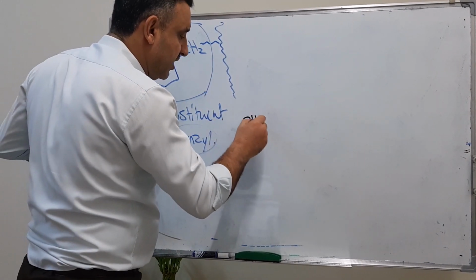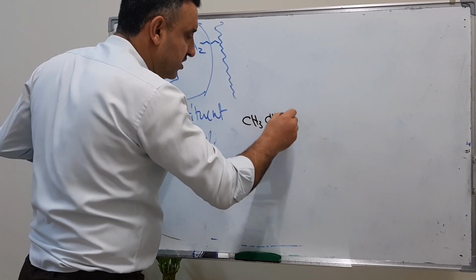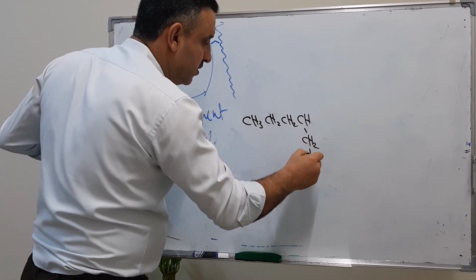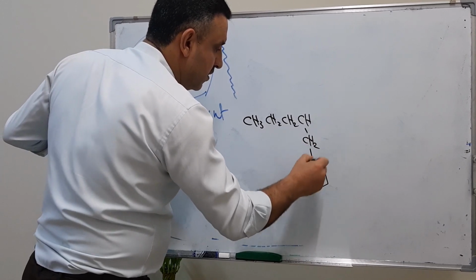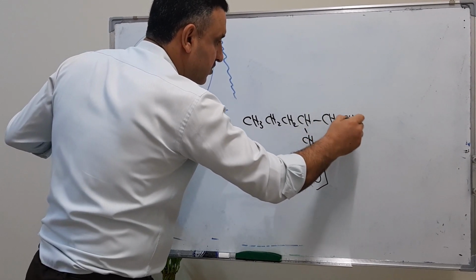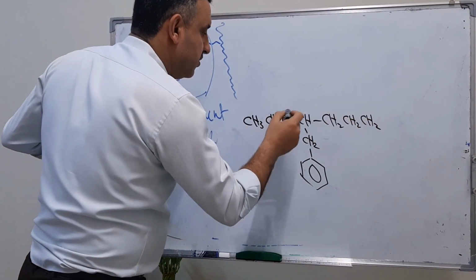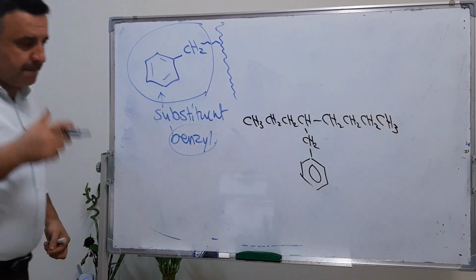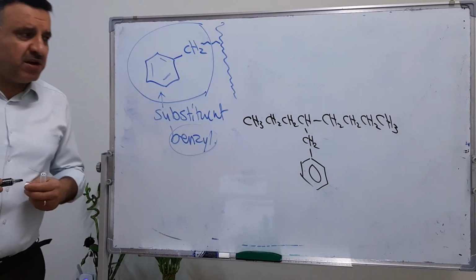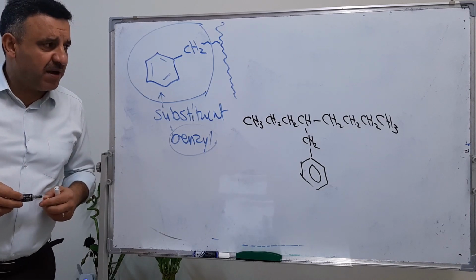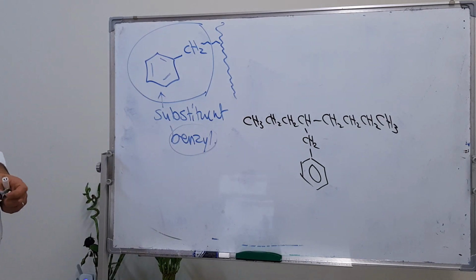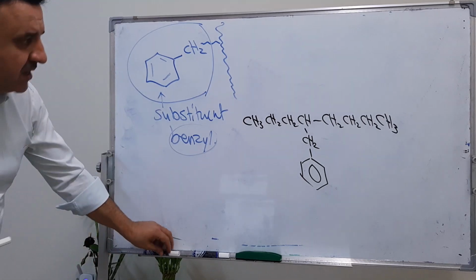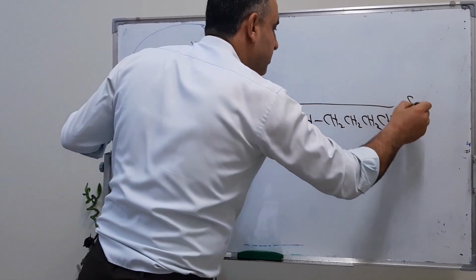For example, here CH3, CH2, CH2, CH, CH2, CH2, CH2, CH2, 1, 2, 3, 4, 5, 6, 7, CH3. As you can see here, what's the longest chain of carbon atoms in this example? How many carbons does it contain? 8 carbons. Exactly. This is the longest chain, which contains 8 carbons.